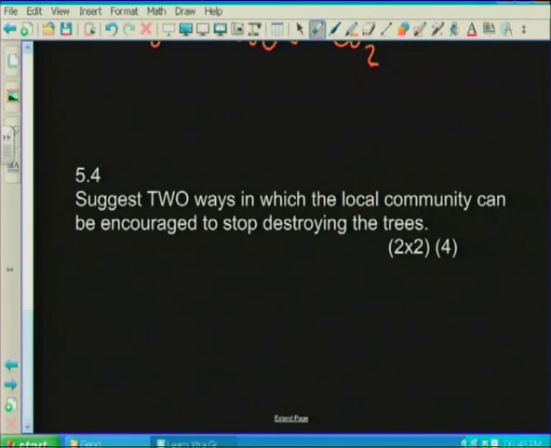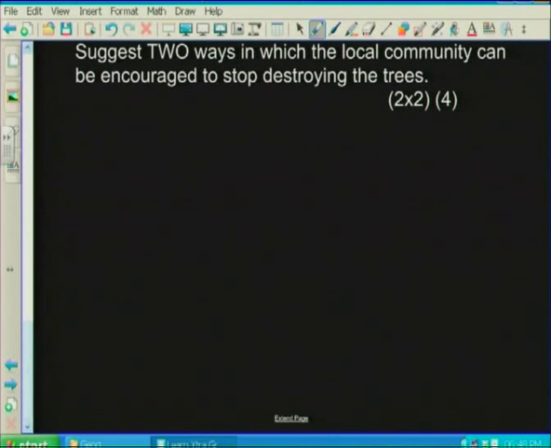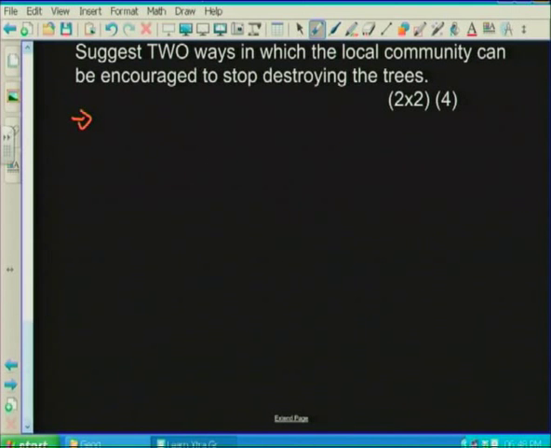5.4, suggest 2 ways in which the local community can be encouraged to stop destroying the trees. Okay, now, as you can see, as we progress through these questions, a lot of it has started becoming more opinionated or open-ended. So if you can give a logical answer with a good explanation, you're going to get the maximum marks.